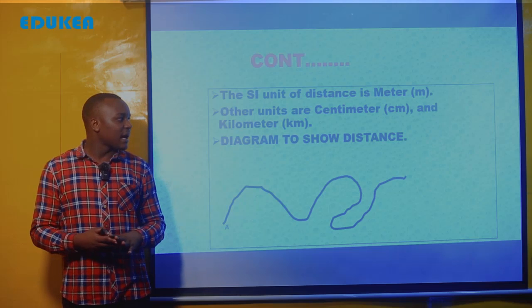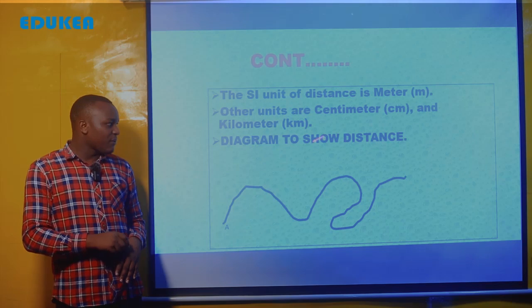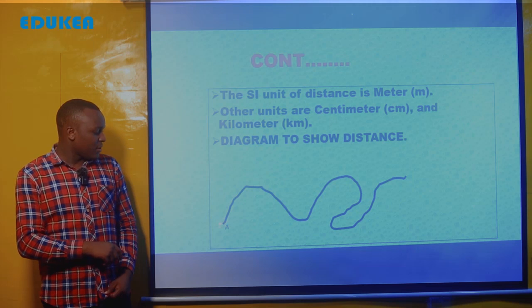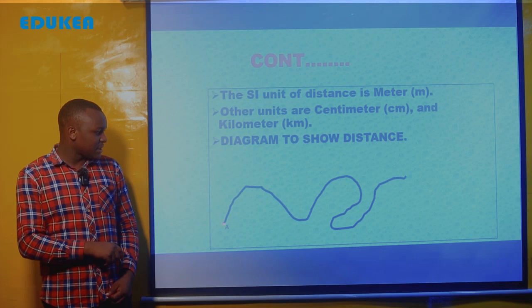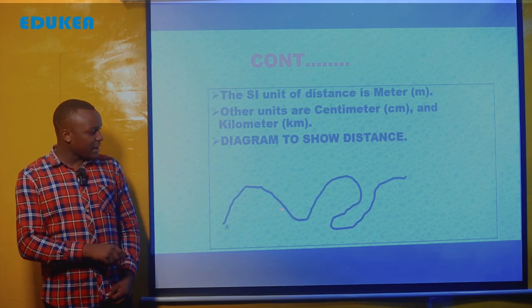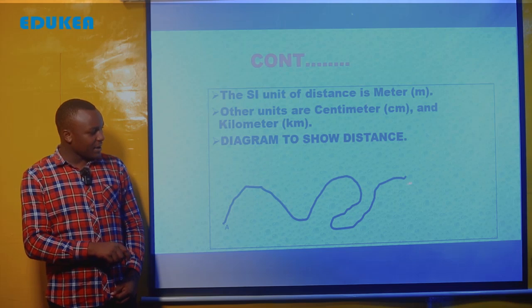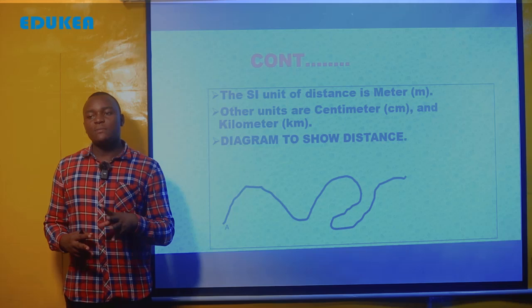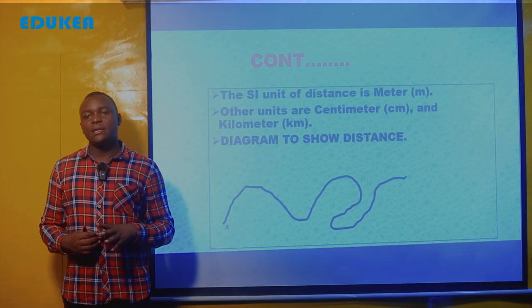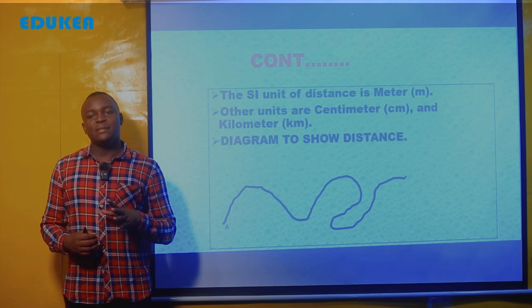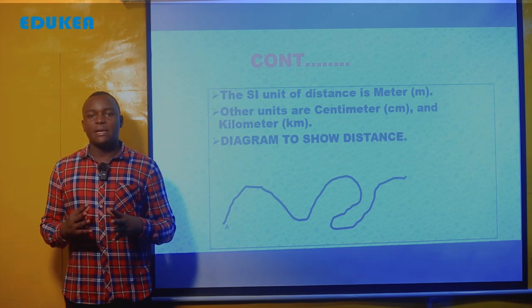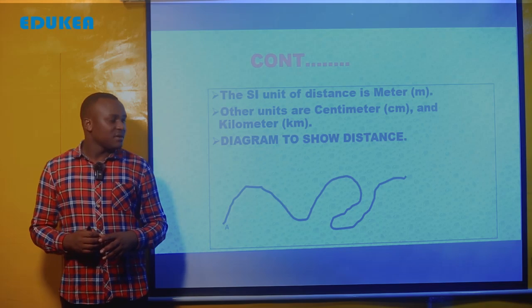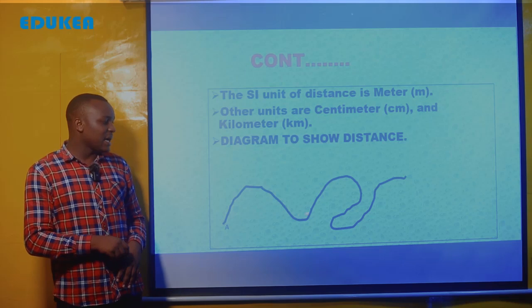Kwa mfano tukiangalia huu mchoro, let's say an object moved from this point, ikaenda ikazunguka mpaka ikafika hii point. Hapo tunasema kwamba hiyo object or that body moved but it has only magnitude, but in terms of direction it doesn't have a direction, so it is non-direction motion, that is distance.